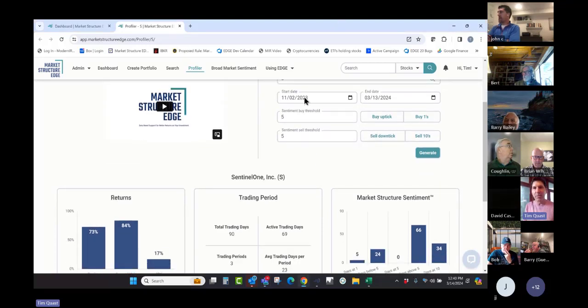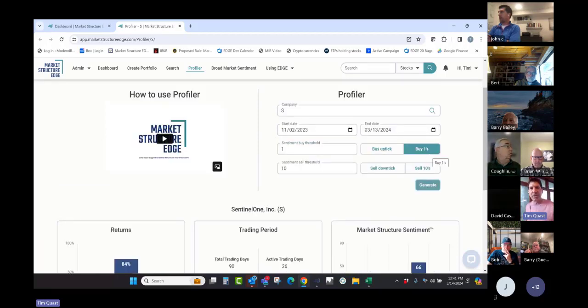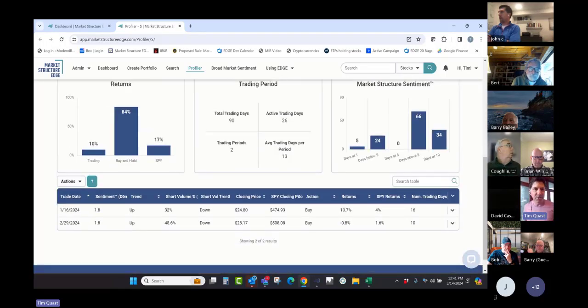But I'm looking at November 2. It's a 90 trading day view through March 13th, and I want to know, okay, what happens if it's worst for Sentinel-1? It goes from worst to best, 1 to 10. Is there any probability under those conditions? Well, not much. There are two opportunities. One of them made money, one of them has not and continues.